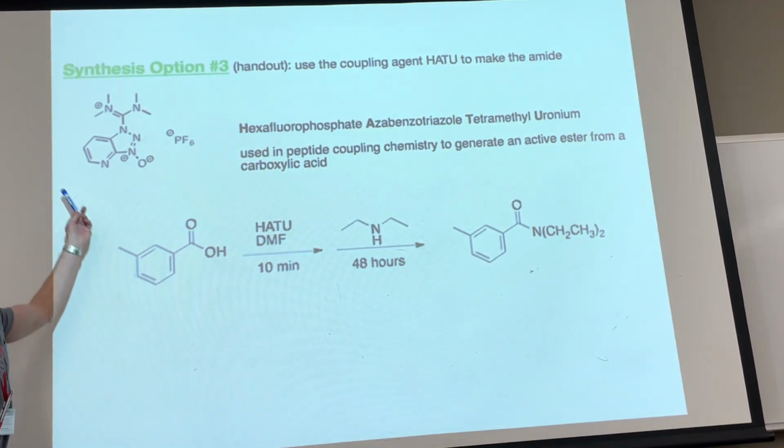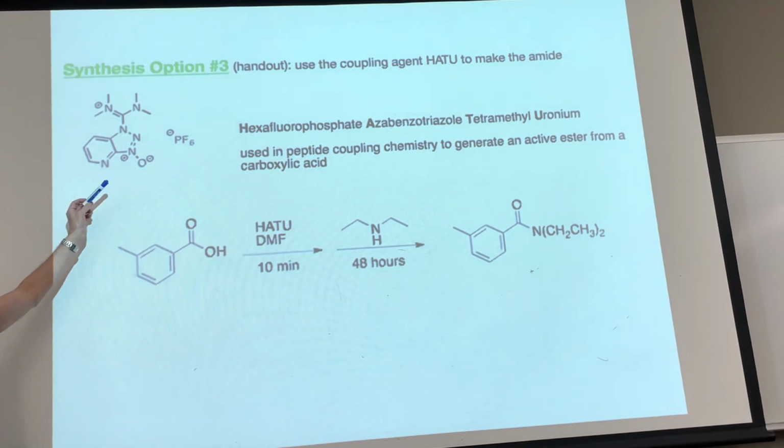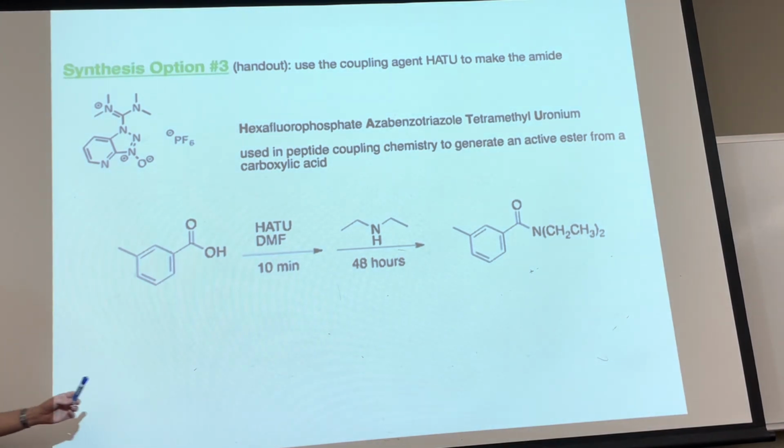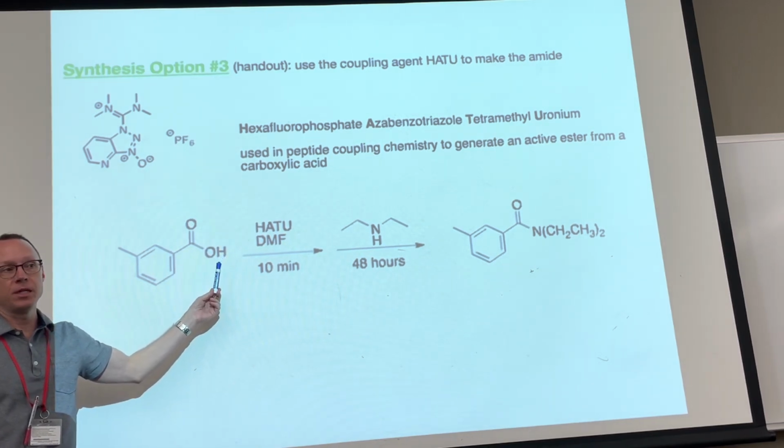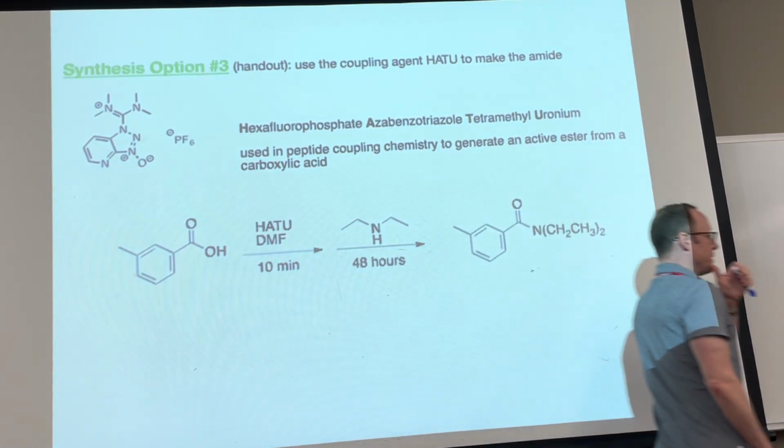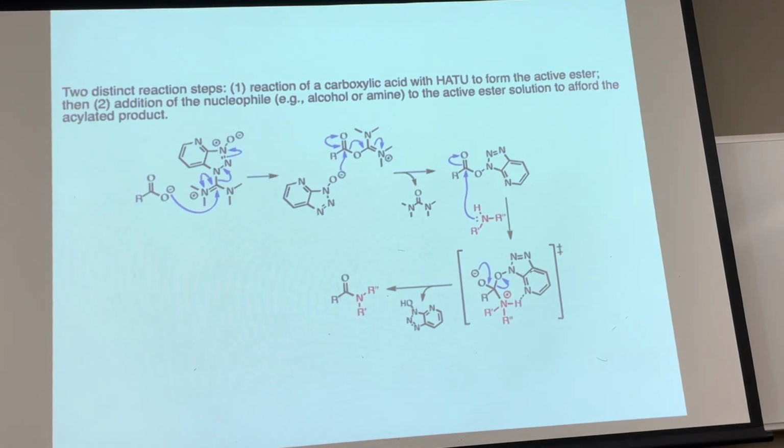But HATU looks like this. Basically, what this is going to do is activate or convert this OH group into a good leaving group. So I have the mechanism for this as well, not that you need to know it, but just so you can see how this works.